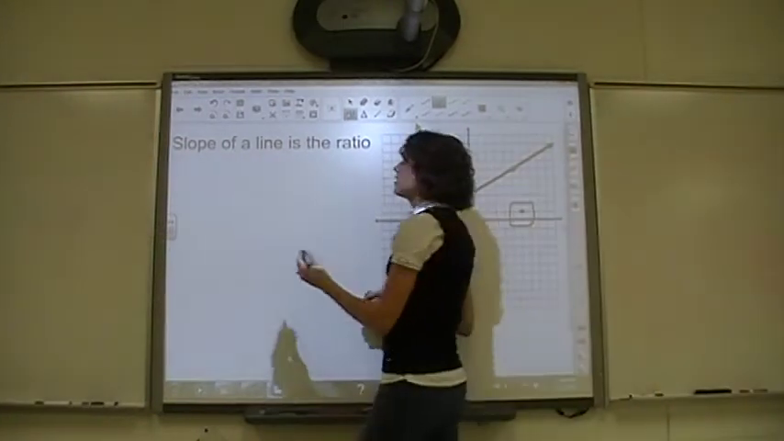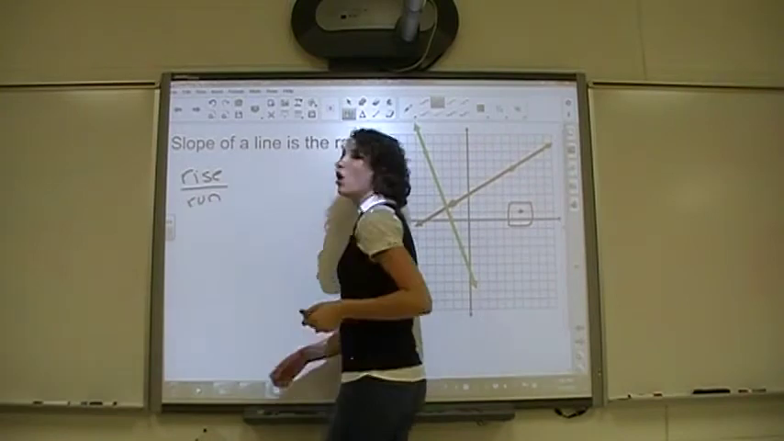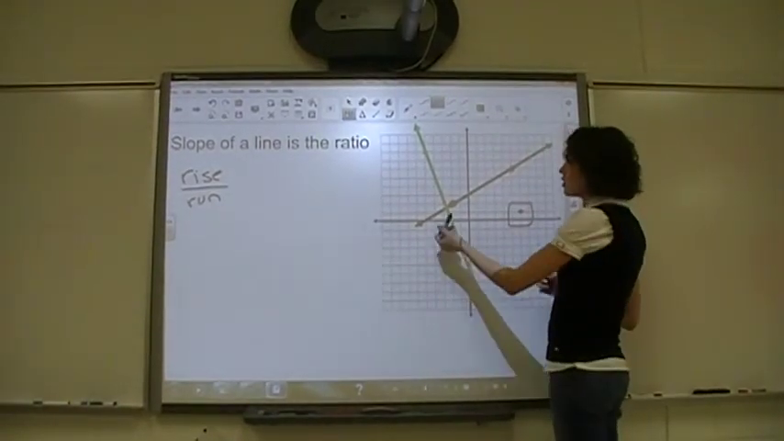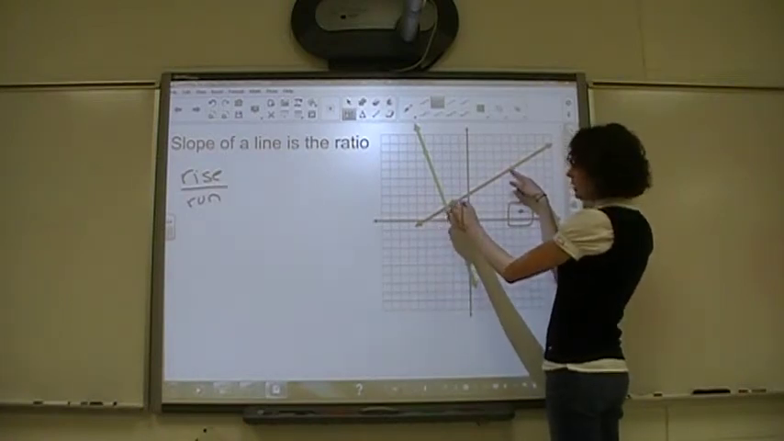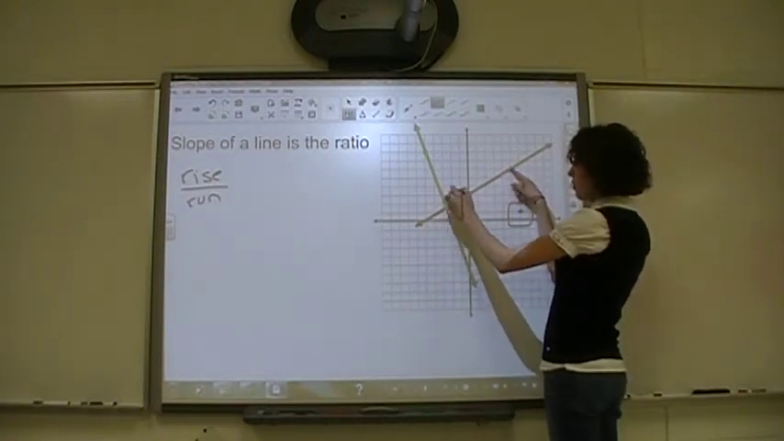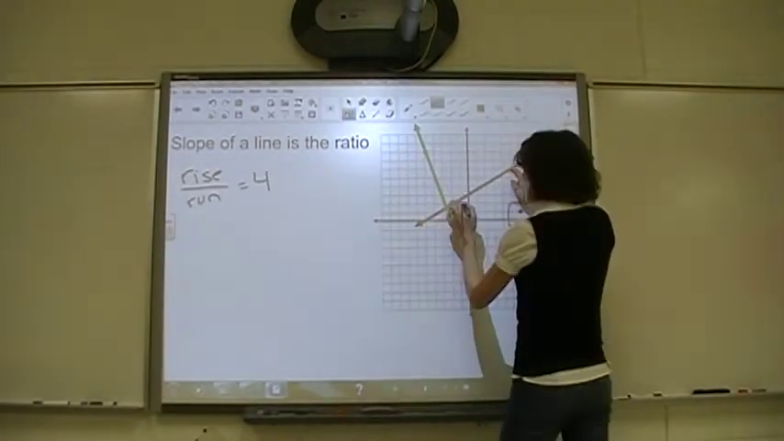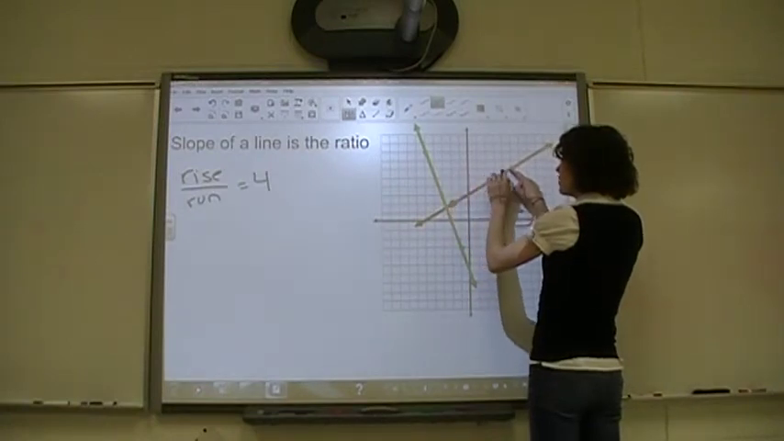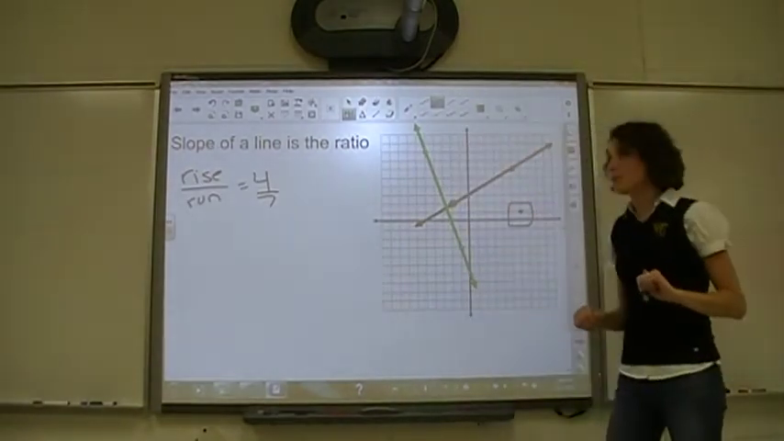So I always want to think of rise over run. And you always want to run to the right. So we're going to start with the leftmost point because we want to run to the right, and we're going to go from the left-hand point to the right-hand point. You go up 1, 2, 3, 4. So you rise 4. And then you run 1, 2, 3, 4, 5, 6, 7. So 4 over 7 would be the slope of the red line.